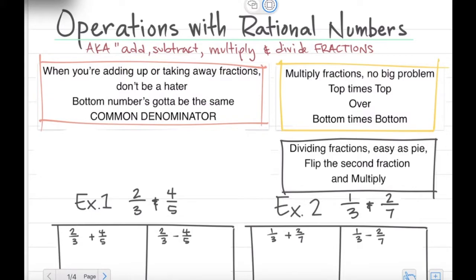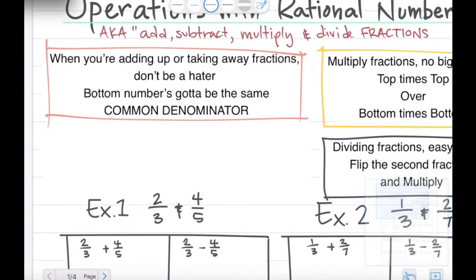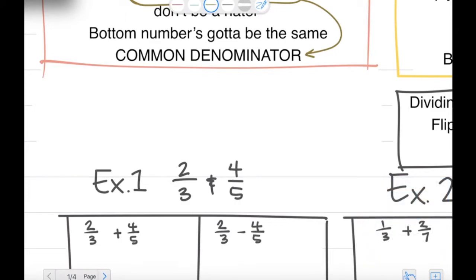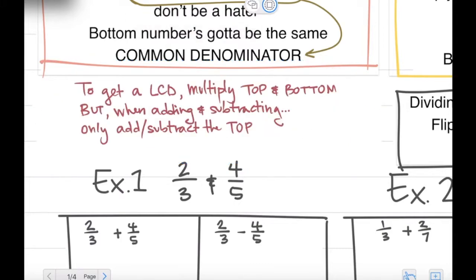So let's just go through what those mean. Just highlight or star this part if you're adding up or taking away. So this is talking about adding and subtracting, and the key is a common denominator. Now, a couple other points I want you to add underneath that box, because it seems to be a common error that students make. To get a least common denominator, you're going to multiply both the top and the bottom of the fraction by whatever number will get a common denominator. So you're not just going to multiply the denominator.